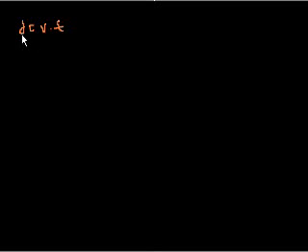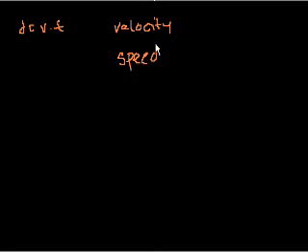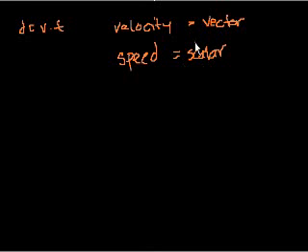Now, before I do a couple of quick example problems to hit this point home, I want to make a slight distinction between velocity and speed. In everyday language, they tend to be used interchangeably. It's kind of how fast are you going, right? But technically, there's a difference. Velocity is a vector measurement, and speed is a scalar. And I probably have already confused you.